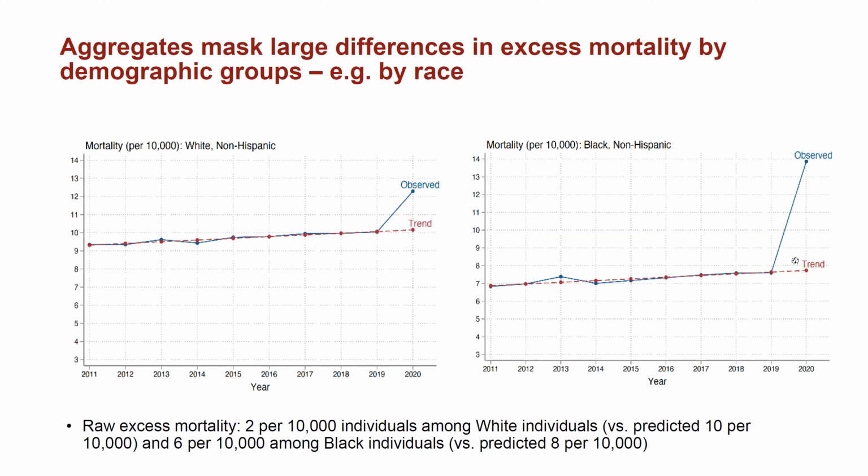While for Black individuals, we observe an increase of 6 per 10,000 over the baseline of predicted 8 per 10,000. So it's almost doubling of mortality for Black individuals and an increase of about 20% for white individuals. Both of these are very large increases, but it is striking that the differences are quite pronounced across races, and we observe different versions of this for other races.